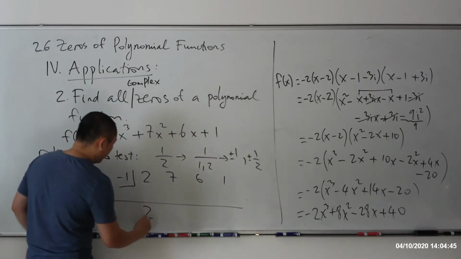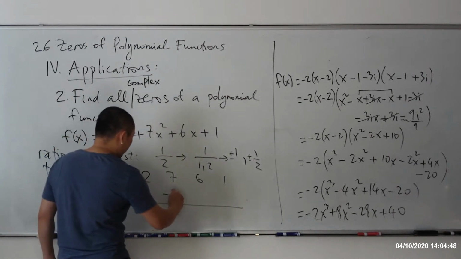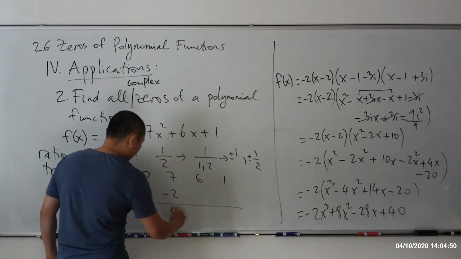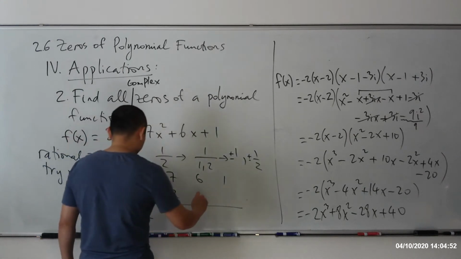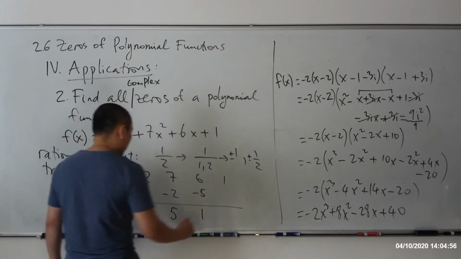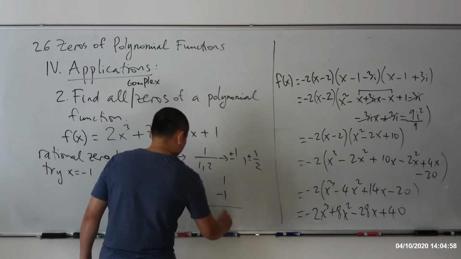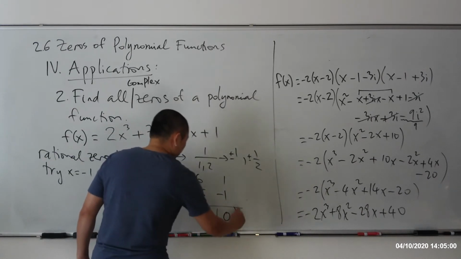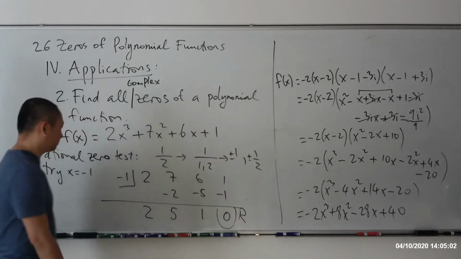Okay, bring the 2 down. 2 times -1 is -2. Plus 7 is 5. 5 times -1 is -5. Plus 6 is 1. And then 1 times -1 is -1, plus 1 is 0. Bingo. We got remainder equal to 0. Okay?